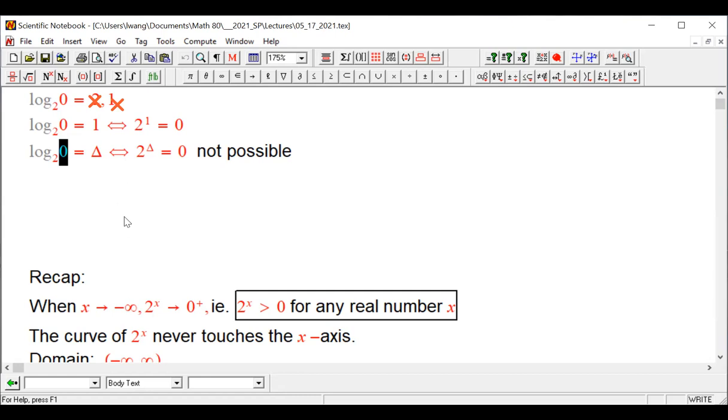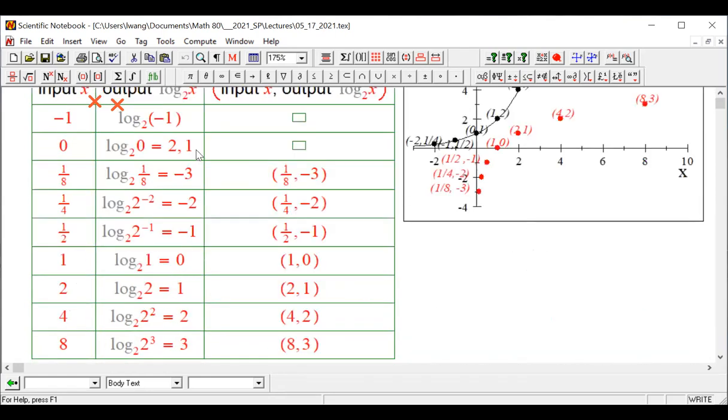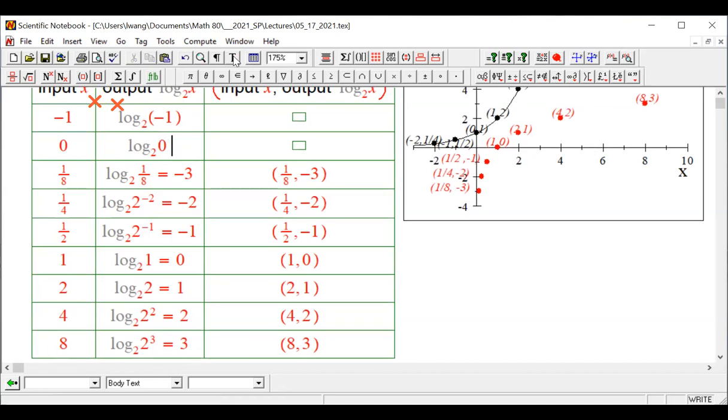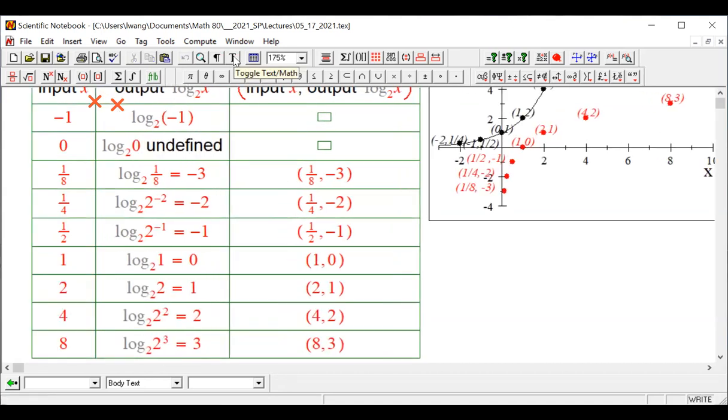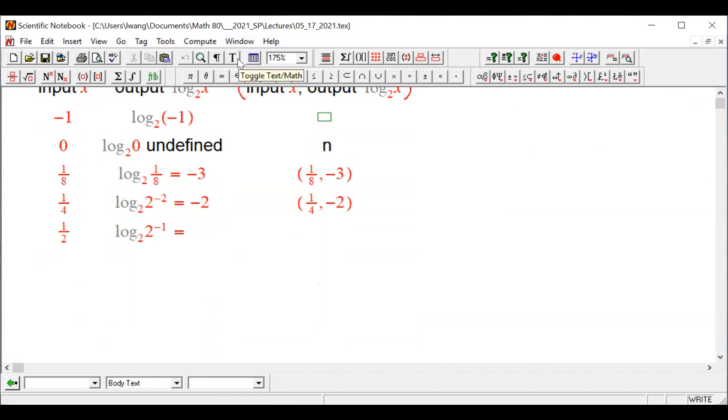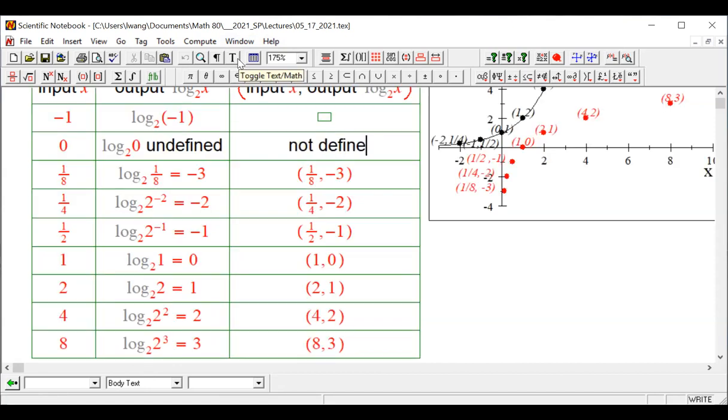Okay, and what do we say to that? We say it is undefined. You follow me? So for this input you're not going to have a point on the graph, because for the input 0, there's no point. Not defined, or undefined.